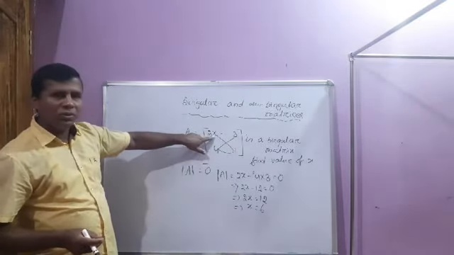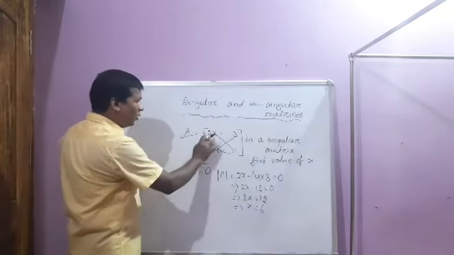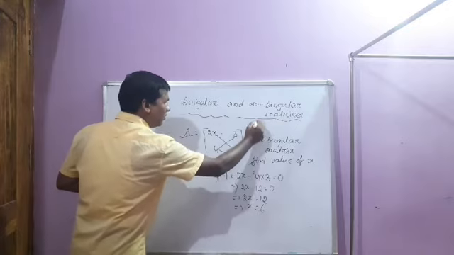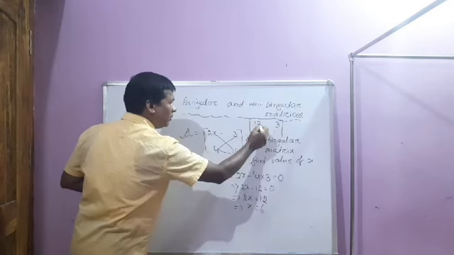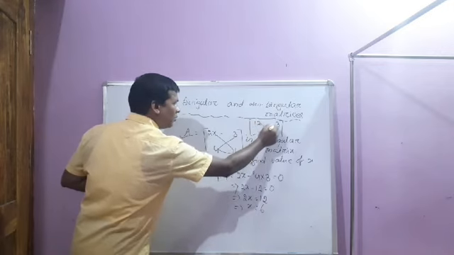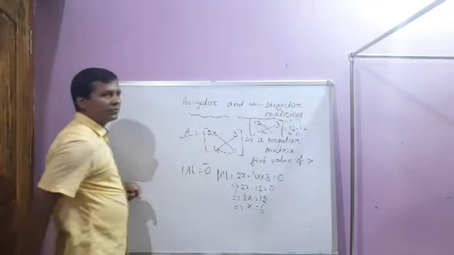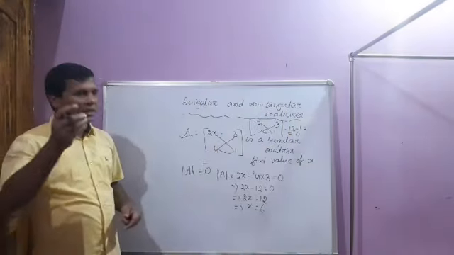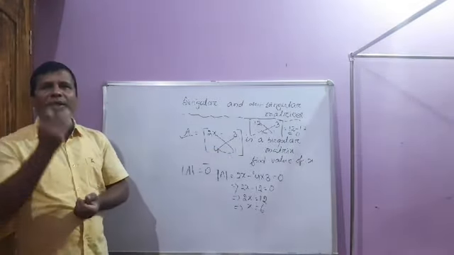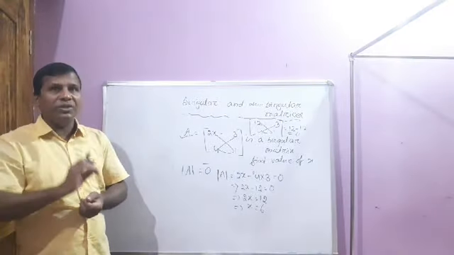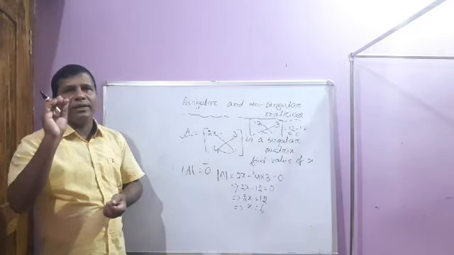When you put the value x equal to 6, 2 into 6 means 12, so the matrix is 12, 3, 4, 1. Then the determinant is 12 into 1 minus 4 into 3, which is equal to 12 minus 12 is equal to 0. This kind of matrix is known as a singular matrix. If the determinant is not equal to 0, it must be a non-singular matrix.